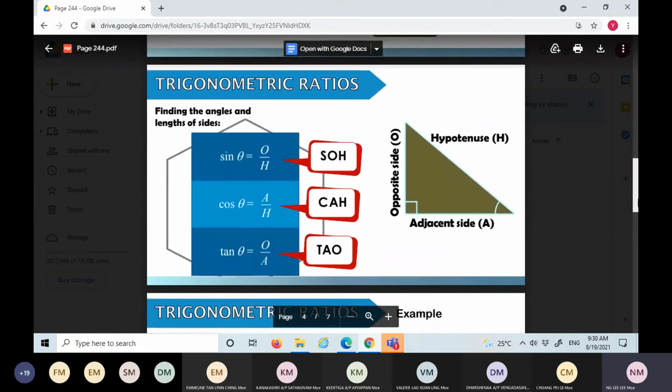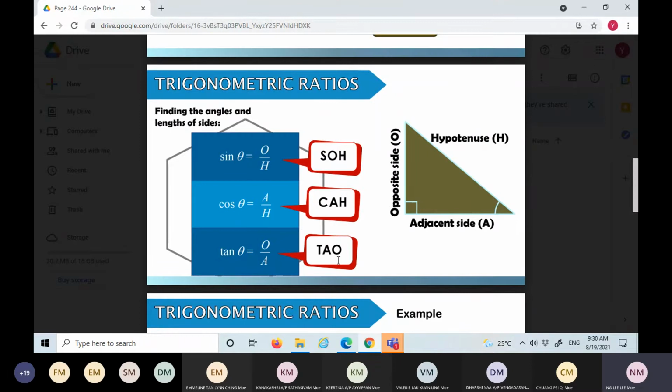Next we have the trigonometric ratio, the SOH CAH TOA. Here, the A stands for adjacent side, O stands for opposite side, and H stands for hypotenuse. You must know where the angle is. Example here, you see the angle is here. The side opposite this angle, we label as the opposite side. The side opposite the right angle will be the hypotenuse. Then the remaining side will be the adjacent side.